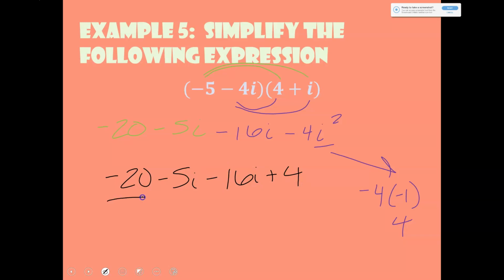Combine your like terms. Negative 20 and 4 is going to be negative 16. Negative 5i and negative 16i is going to be negative 21i. And that's your final answer. I hope you got it right. And if you didn't get it right, I hope you see where you went wrong, okay? So you can correct it for the next time.